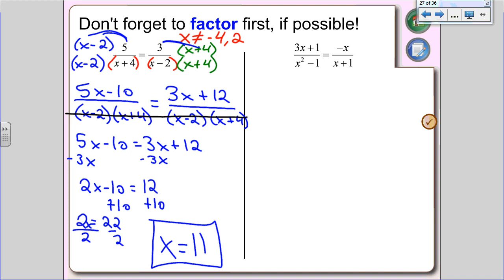All right, next question. Follow your same three steps. Factor, NPV, solve. This thing, refactor. x squared - 1 is the difference of squares. So that means I can change this to be (x - 1)(x + 1).